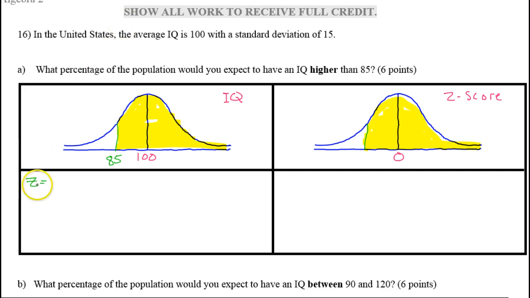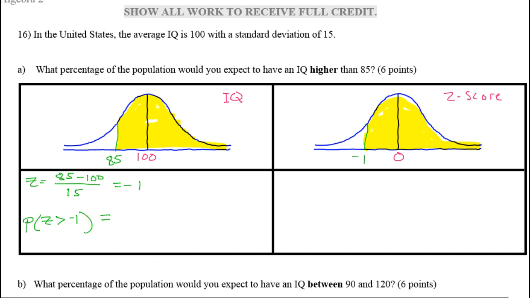So the z-score is going to be our specific value of 85 minus the mean of 100 divided by the standard deviation of 15. That turns out to be negative 1. So using our notation, we want to know the percentage of z-scores higher than 85. So that means the z-scores will also be to the right, greater than negative 1. Oh, by the way, the z-score here is negative 1. So we want the percentage of z-scores greater than negative 1, which in turn should be the same as this.